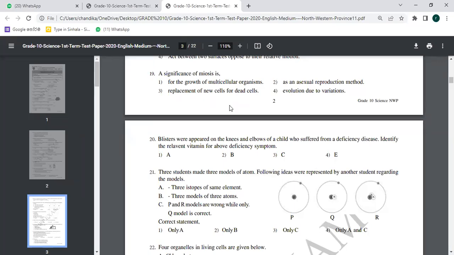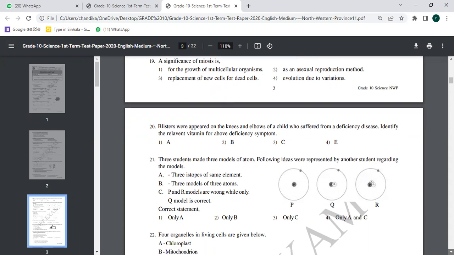Question number 19. A significance of meiosis is... Fourth one. Evolution due to variations. Yeah, that is the suitable answer. Answer 4. Correct. Now we go for question number 20.